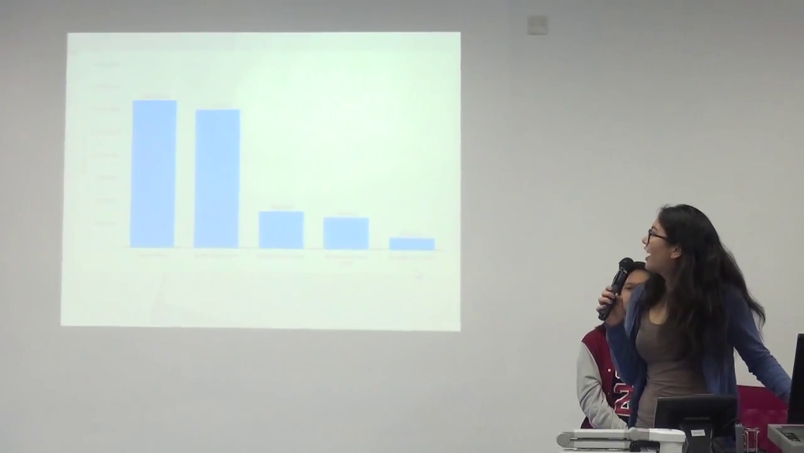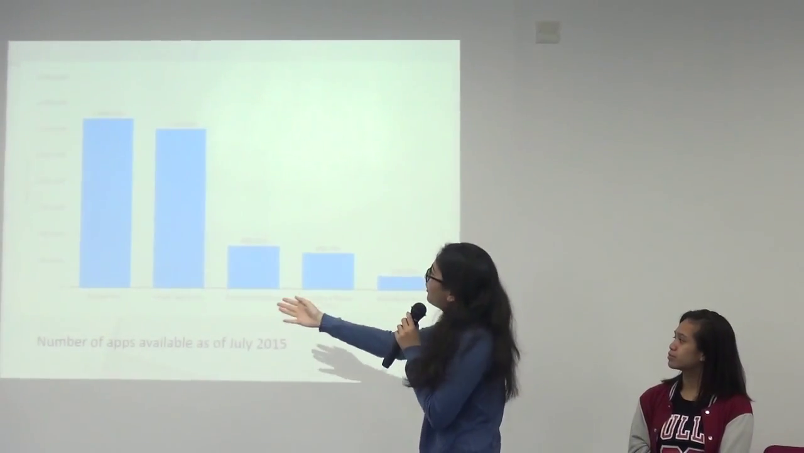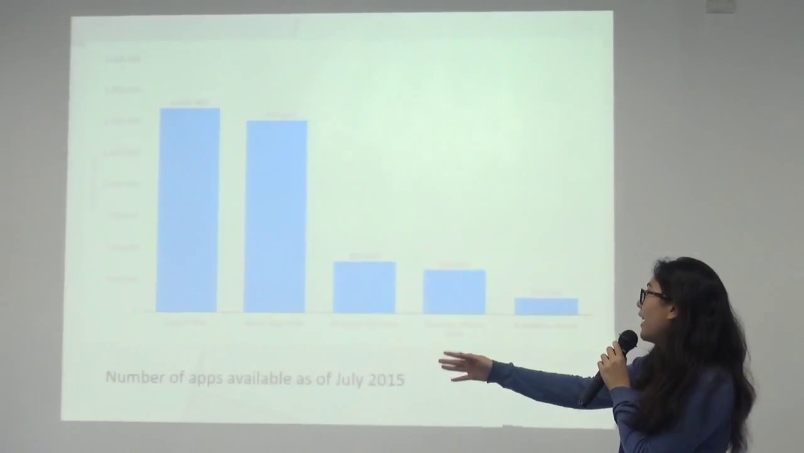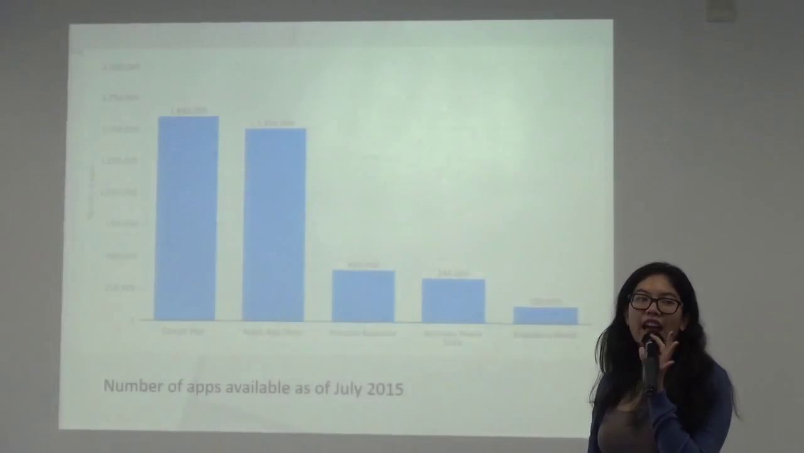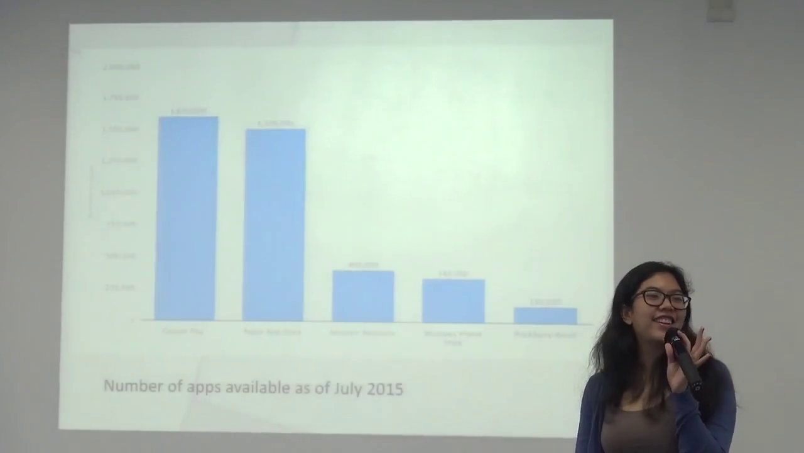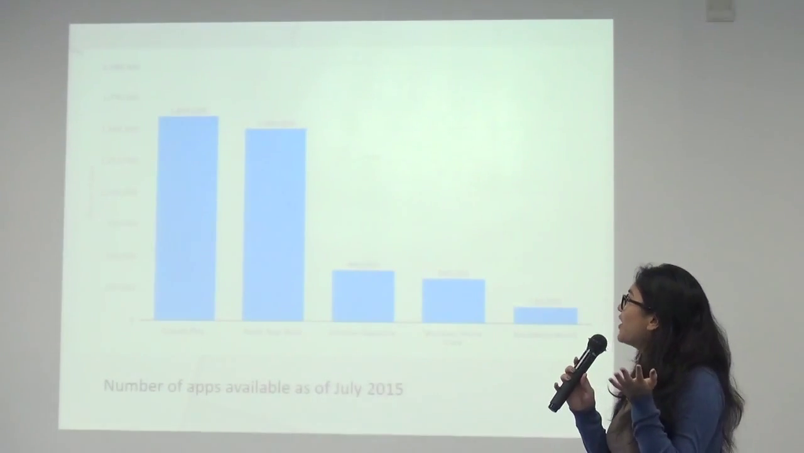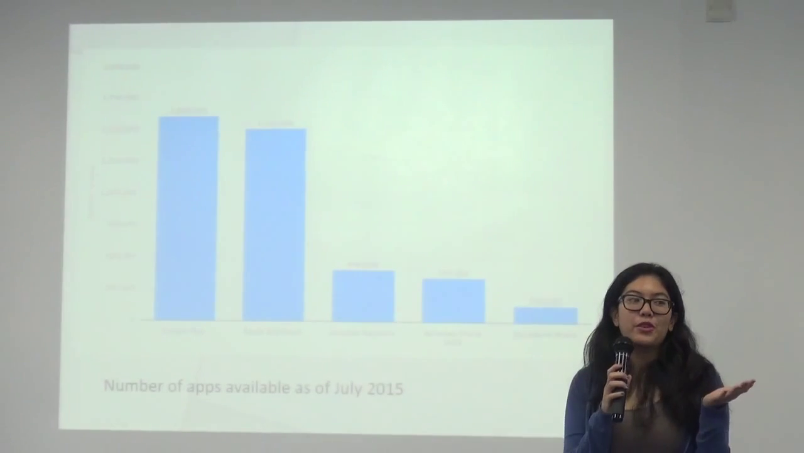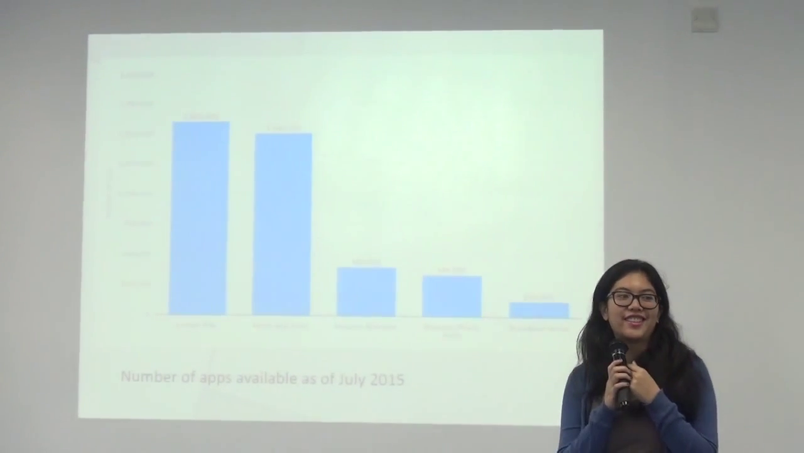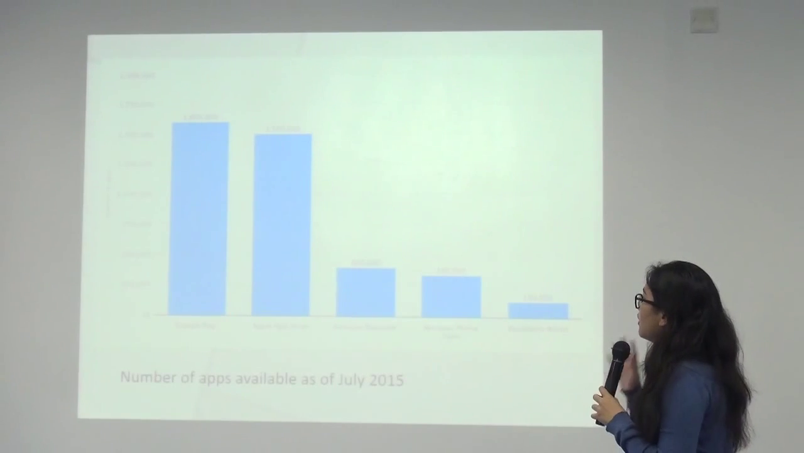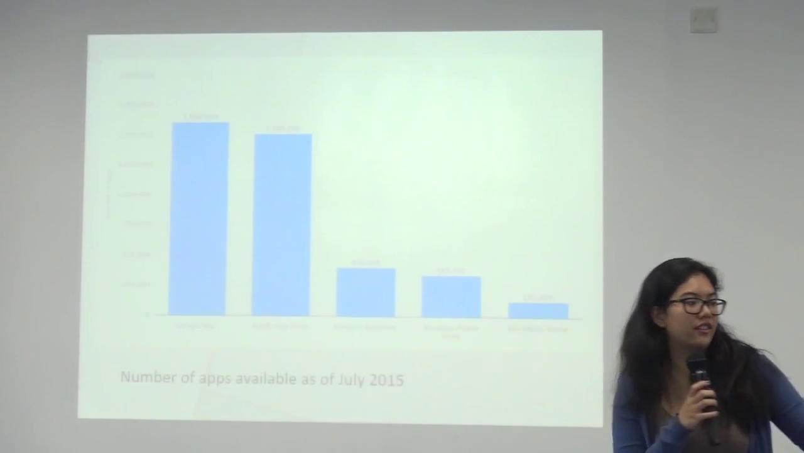So this is a graph I saw on Statista.com, and these are the number of apps we have for Google Play, Apple App Store, and Amazon, Windows, and BlackBerry World. Raise your hand if you have a smartphone. Raise your hand if you have a Samsung smartphone. Okay, so we have a few people here, and for those Samsung users, you have 100,000 more apps than us Apple users. So just to total all of this, we have about 4 million apps available for everyone.